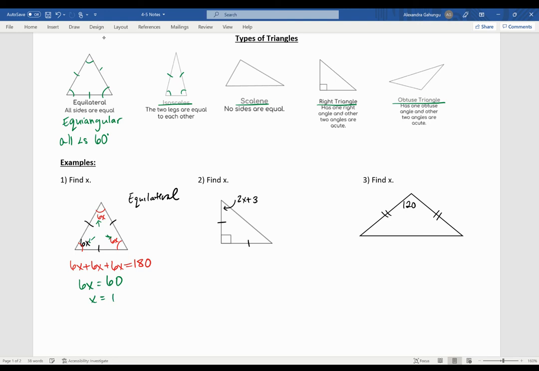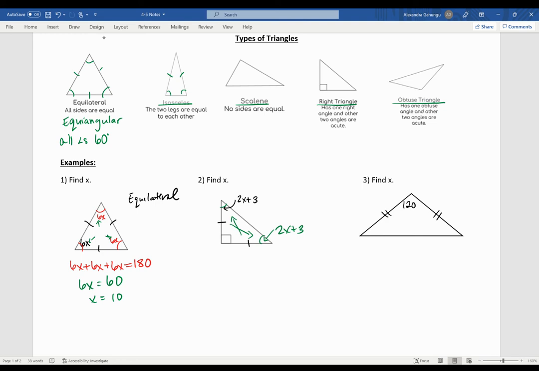So we'll get x is equal to 10 for that one. For the next one, we've got an isosceles right triangle. So if we've got an isosceles triangle, the base angles are going to be congruent. So this is also 2x plus 3.